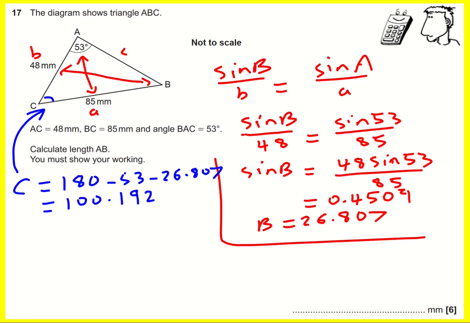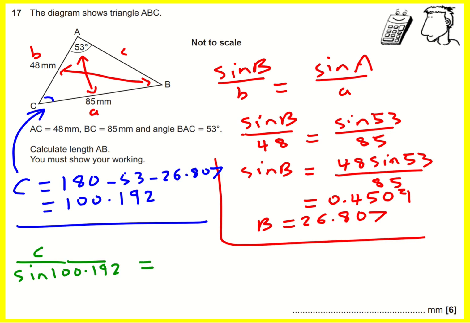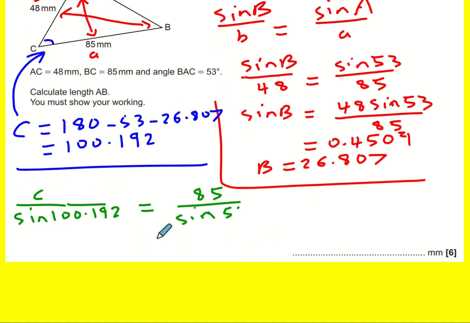So now I can say that c, which is what I want, divided by sine c, I'm just going to go straight to it, 100.192, is going to equal one of the other ones. Now I would use the one that was given to me in the question rather than using the capital B that I calculated. That's because I have to round it somewhere. Just use the other one. So it's going to be a little a over sine capital A. And notice I've swapped it round, so I've now got the side on the top. That's always just good practice, so it just eliminates the need to rearrange.